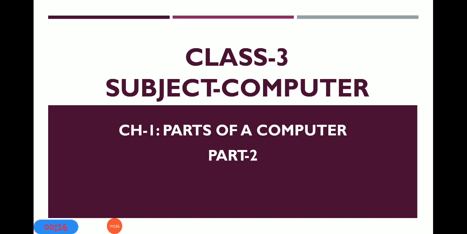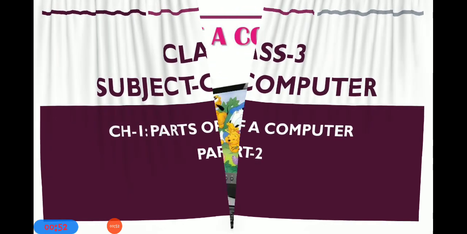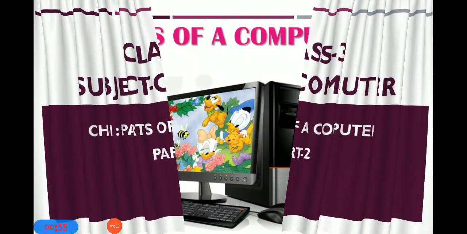Here is your chapter number 1, parts of computer, the second part of this chapter. In the first chapter, I explained to you about input, processing and output with live daily life examples, how computers do input, processing and output, and that in real life we also use input, processing and output for different purposes. So in this chapter I'm going to explain to you about parts of a computer. So let's begin it. Parts of a computer.